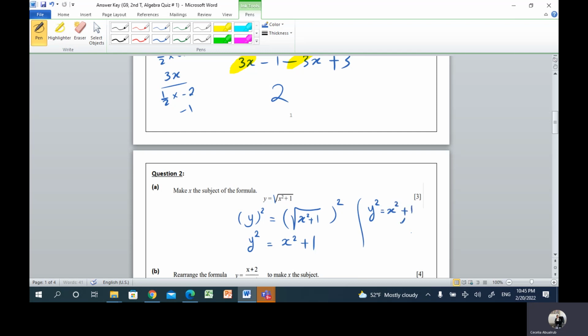We're going to transfer the 1 to the other side of the equal. So y squared is originally there, we'll keep it as is. Plus 1 will become minus 1 is equal to x squared. We are looking for x only. So to get rid of the squared, we're going to put everything underneath the square root. So x is equal to square root of y squared minus 1. And this is the final answer.